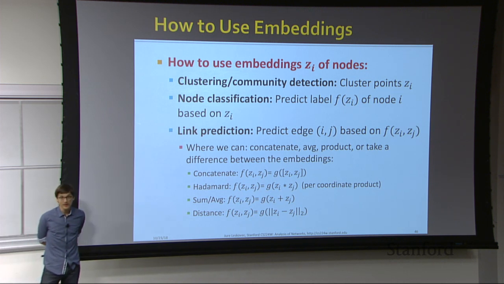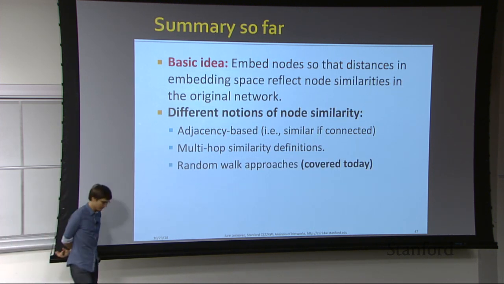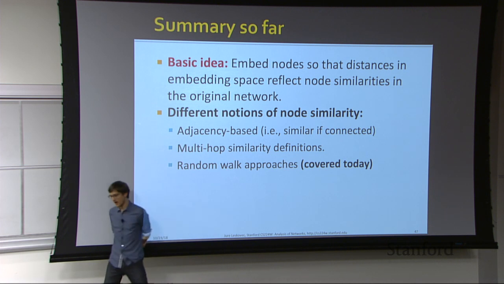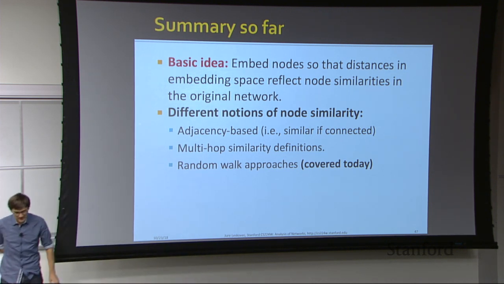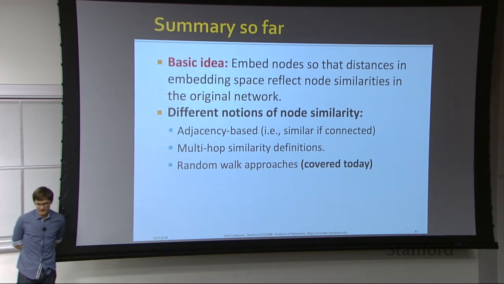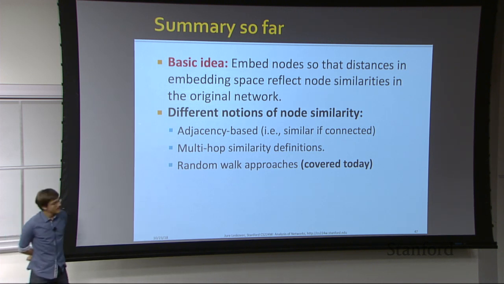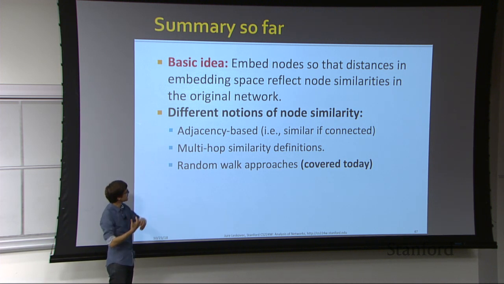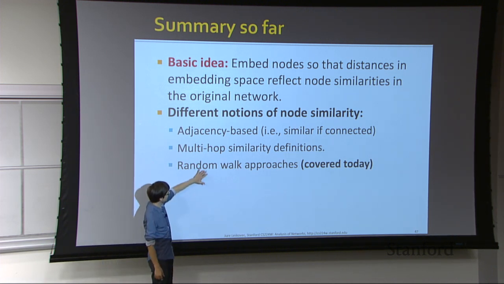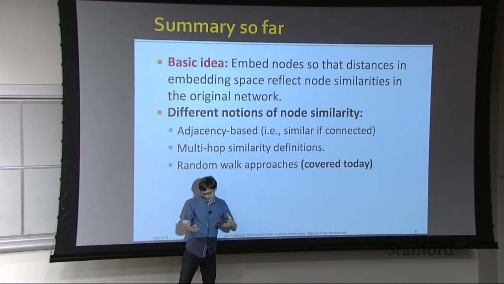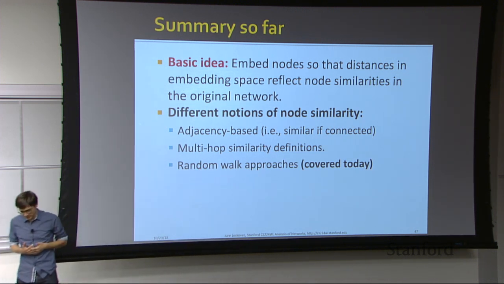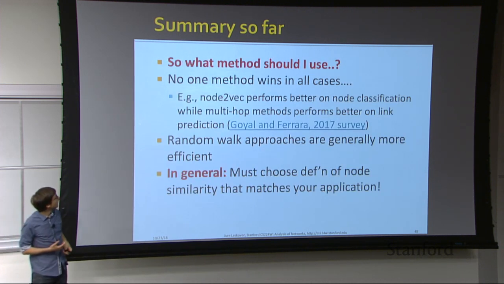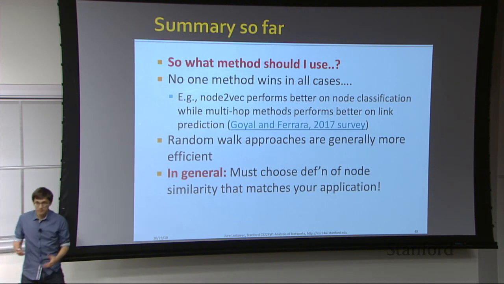So let me quickly summarize. So far we built on this basic idea that I want to embed nodes such that the distances in the embedding space reflect the similarities in the original network. And then we talked about that I can use different notions of node similarity, and particularly, we had a dive into this notion of using random walk approaches that define the node similarity. Now, the question becomes, what method should I use for my given task?